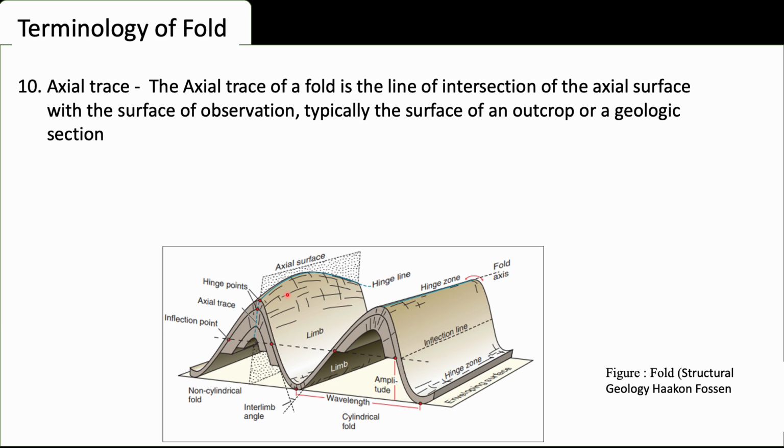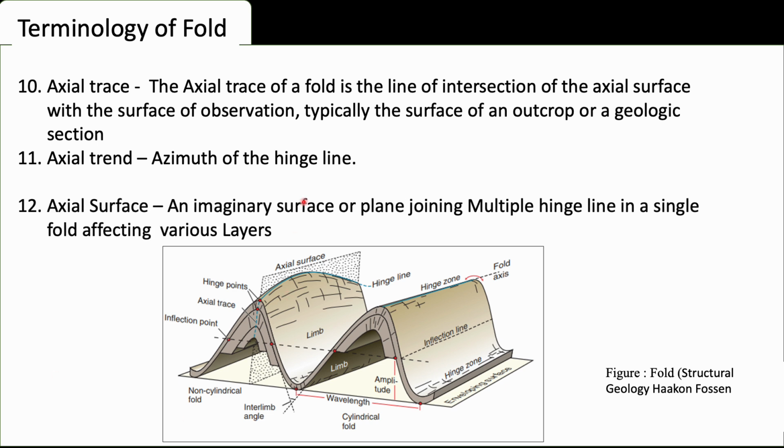Next we have an axial trace. The axial trace of a fold is the line of intersection of the axial surface with the surface of observation, typically the surface of an outcrop or geological section. Then we have an axial trend. It is the azimuth of a hinge line. Then we have axial surface. It's an imaginary surface joining multiple hinge lines in a single fold affecting various layers. This is the axial surface.